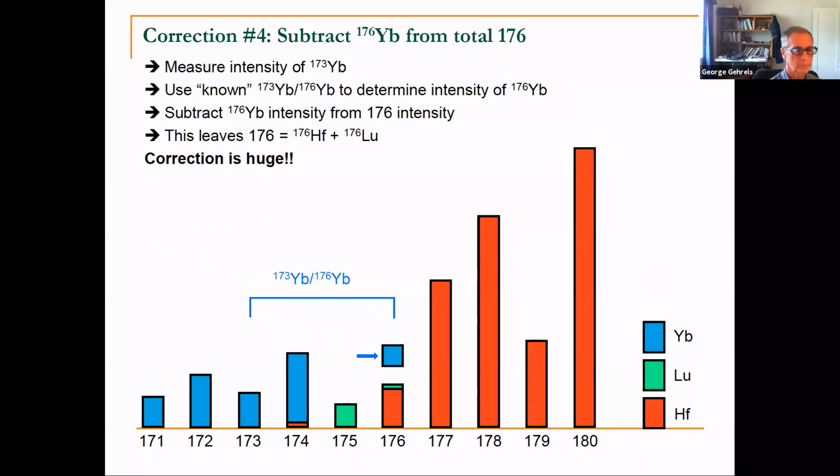And the next one. So now we're going to try to figure out how to subtract out that blue 176, that little blue box of 176. It turns out we know what the 173, 176 ratio is in nature for ytterbium. So we just measure 173, calculate how much 176 is there. We've already done the beta correction. So we just subtract out the 176 based on how much 173 is in the system. And that turns out to be a big correction. This is the biggest correction of those 5. If you don't do this one right, you'll end up with a hafnium epsilon value that's way off.